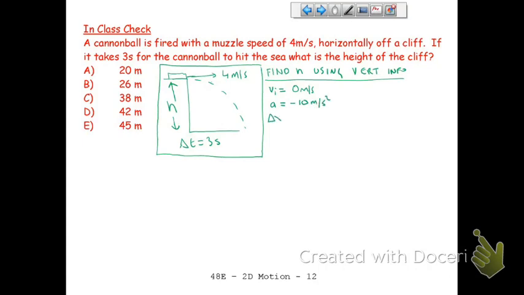My delta x, I know it's in the y-axis. My displacement in the y-axis is what I want to find out. And my time is equal to 3 seconds. Yeah, same old, same old.